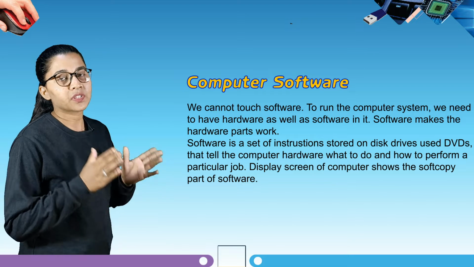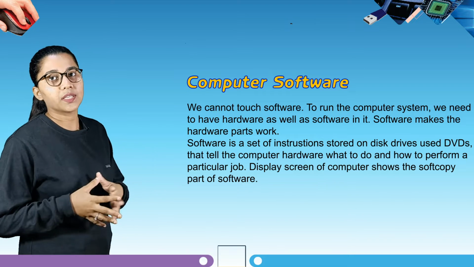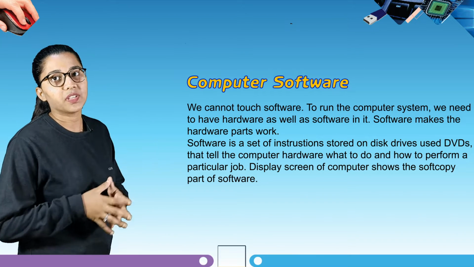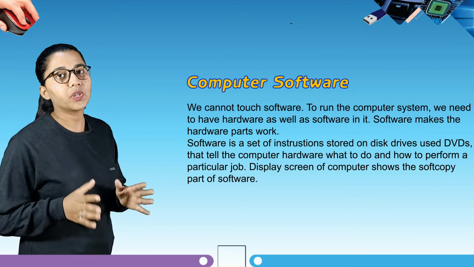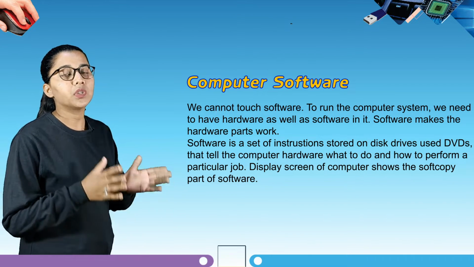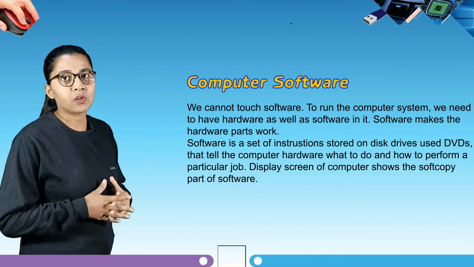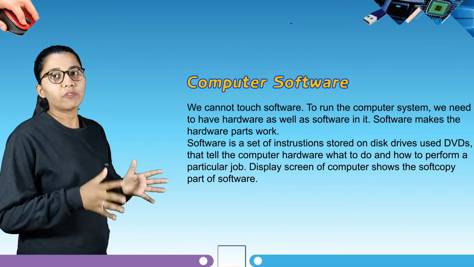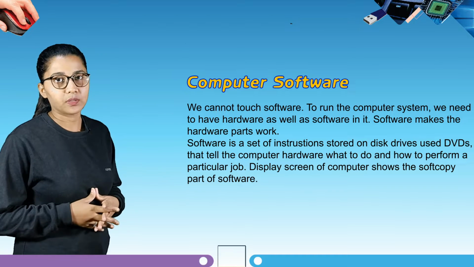Software is a set of instructions stored on disk drives, used DVDs, that tell the computer hardware what to do and how to perform a particular job. Display screen of computer shows the soft copy part of software.